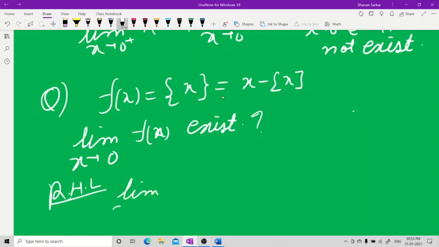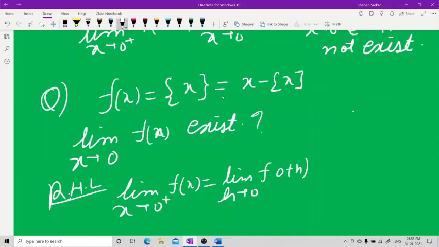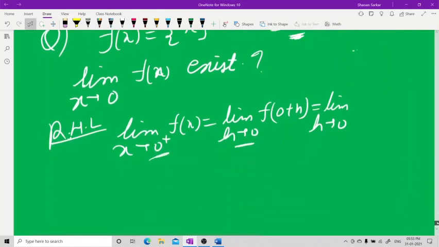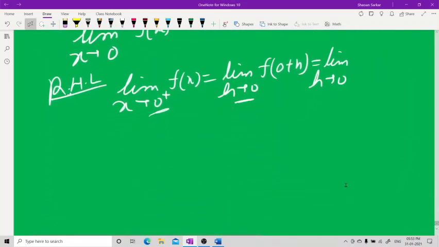Limit x tending to 0 plus f(x), that is 0 plus, is equal to limit h tending to 0, you write 0 plus h. See, when the greatest integer function comes into the picture, don't do it directly. Use this concept of a plus h and a minus h. It is easier to tackle the problem then. Now, let's write here.